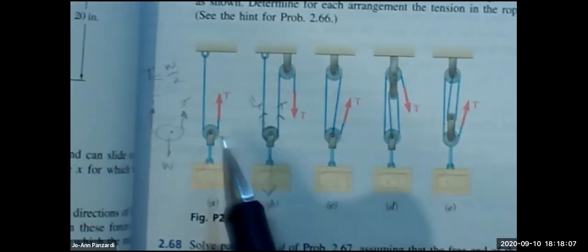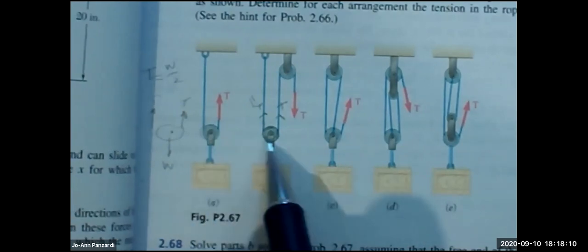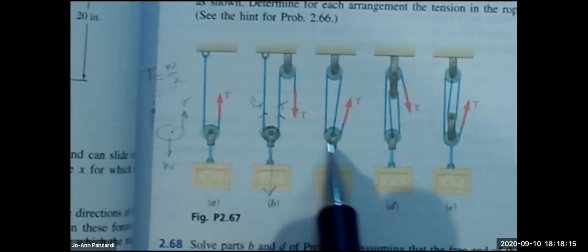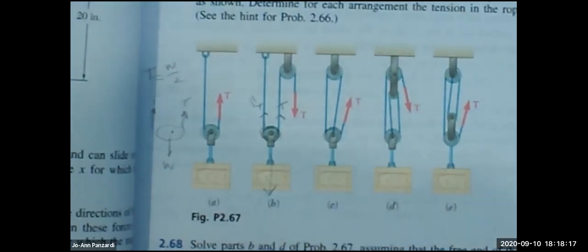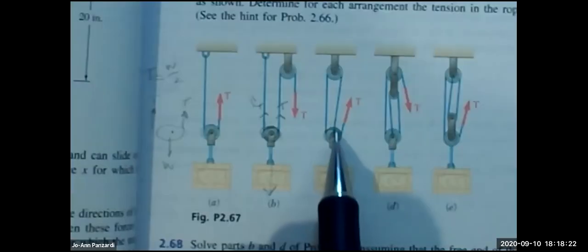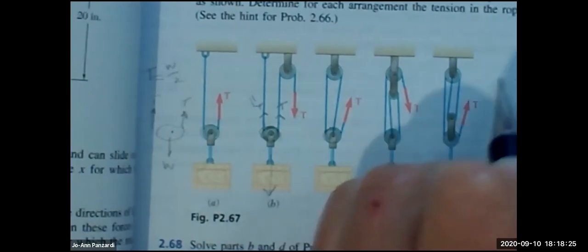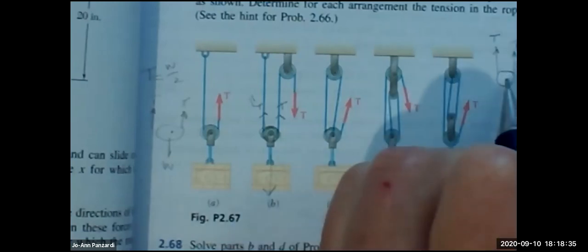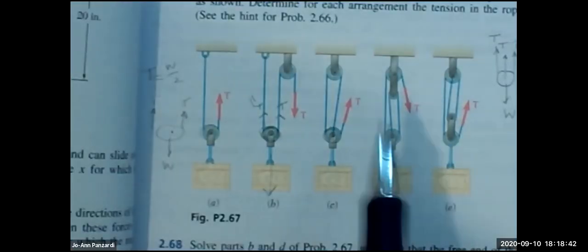So in the first one, we drew a free body diagram of the pulley. In the second one, we drew a free body diagram of the pulley. And in the third one, we drew a free body diagram of the pulley. What is T equal to, Amani? It's still going to be 1/2. Well, when you draw a free body diagram of that, you have a T here. You have a T here. But you also have a T in the middle.